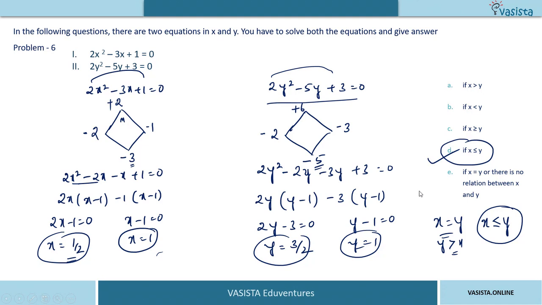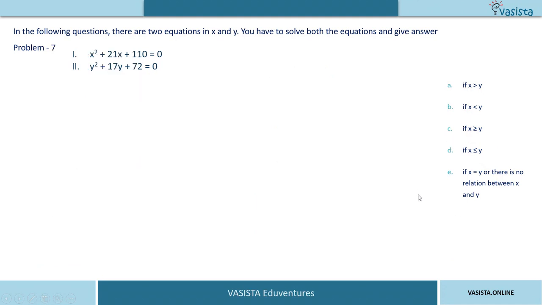That is going to be x square plus 21x plus 110 is equal to 0, and y square plus 17y plus 72 is equal to 0.